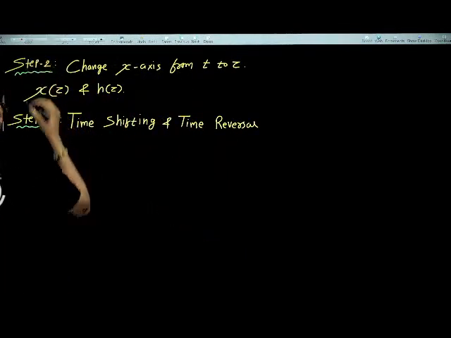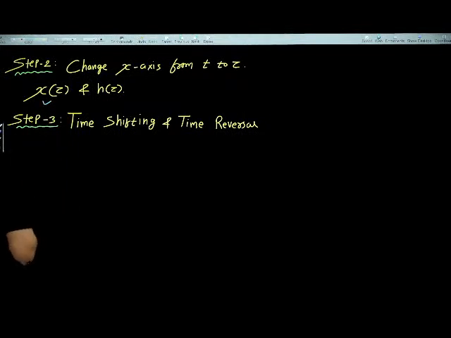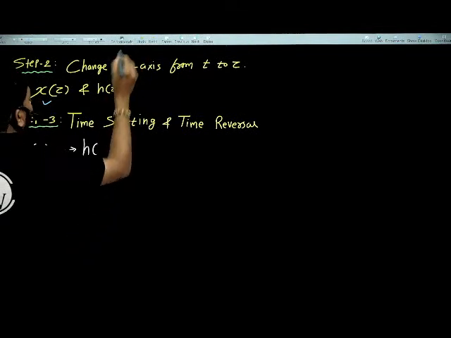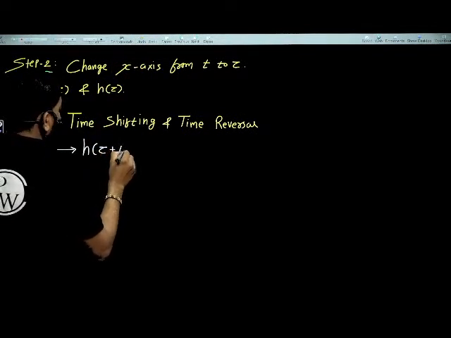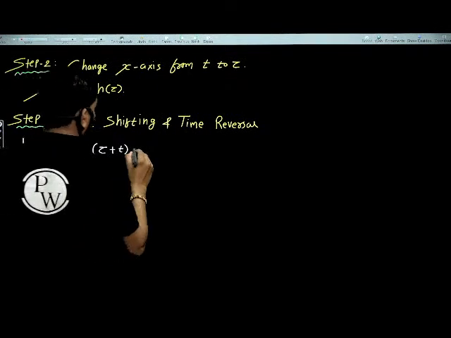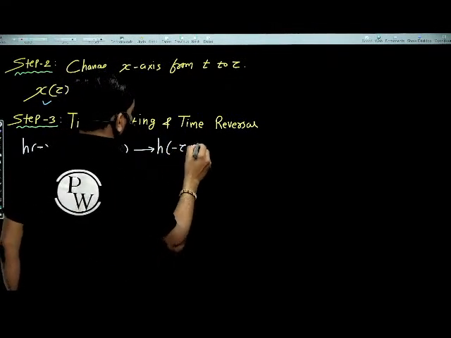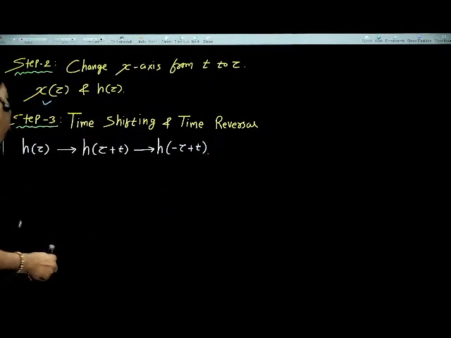Suppose you are using the first formula, then you got x of tau, now you require h of tau. So from h of tau you require h of t minus tau. First of all, left shift by t, and then folding with respect to the y axis, that is tau becomes minus tau. Are you getting it?